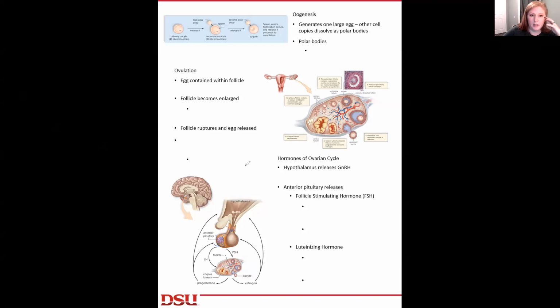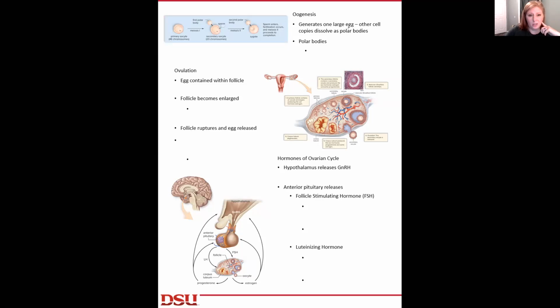Remember I said that for men, meiosis creates 4 sperm cells, all of which are used. In oogenesis, that's not the case. Women produce 1 large egg. The other 3 dissolve as things called polar bodies, okay? And polar bodies are simply cell copies that end up being discarded. There's a little bit more to it than that, but for an overview, this is great.